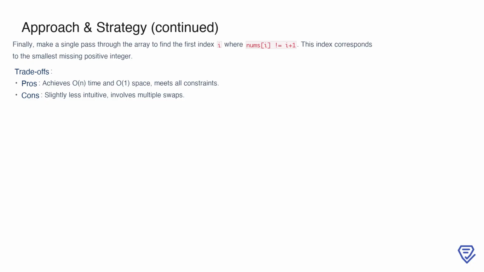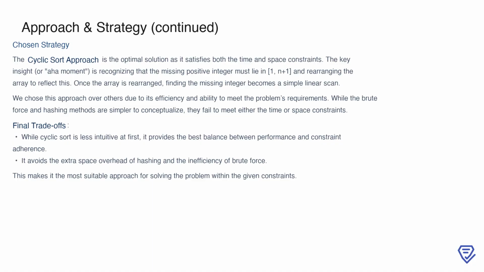The trade-offs of this approach include its ability to meet both time and space constraints, achieving O(n) time and O(1) space. However, it may feel less intuitive initially, as it involves multiple swaps to rearrange the elements. Despite this, it remains an efficient and practical solution to the problem. The cyclic sort approach is ultimately the chosen strategy for solving this problem because it fulfills all the requirements for both time and space efficiency.